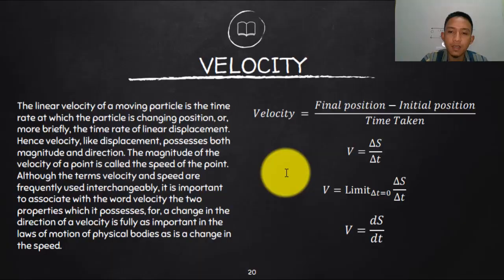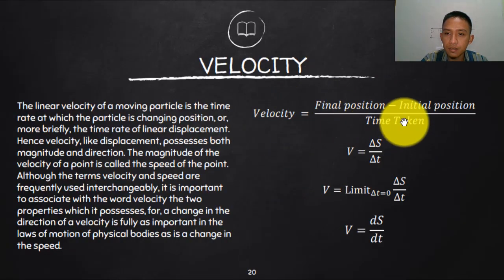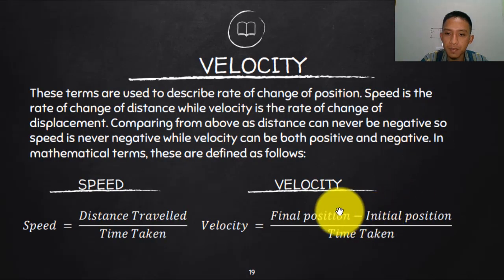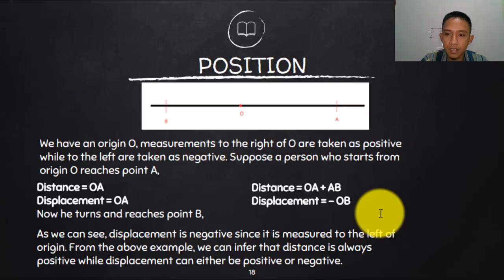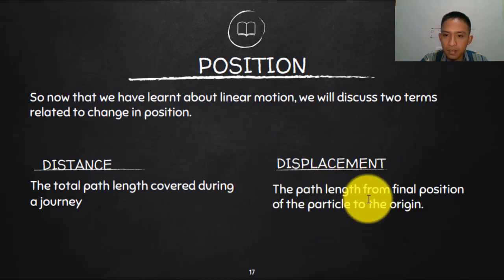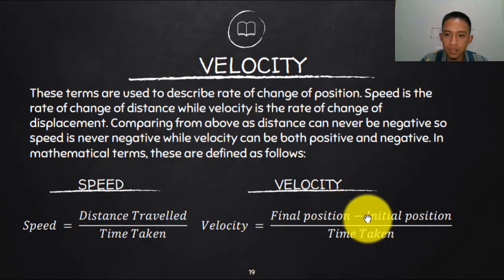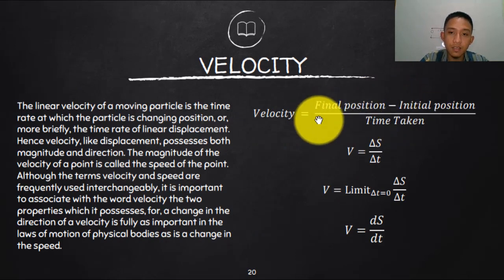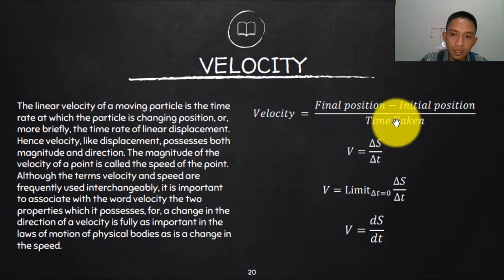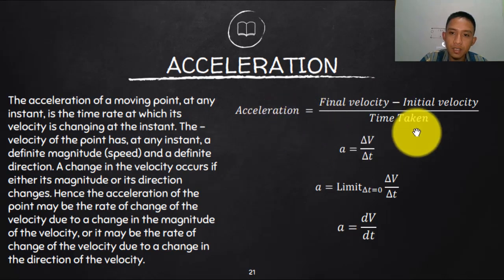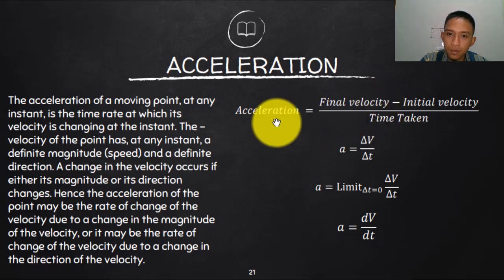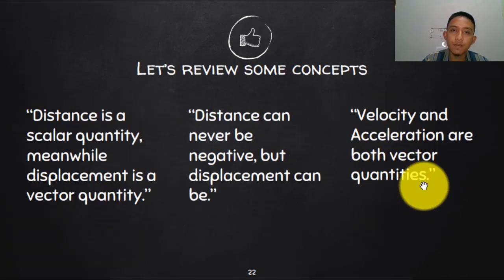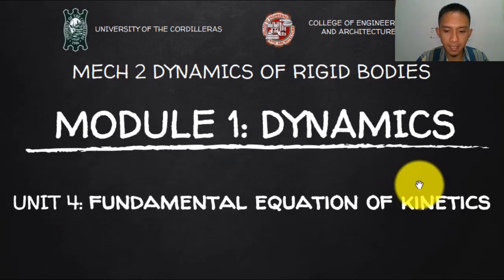Why? Because velocity uses your displacement, isn't it? We are considering direction here. Displacement is the final position minus the original position. So that is your displacement. If velocity uses displacement, therefore there is a direction, therefore velocity is a vector. At the same time, your acceleration uses velocity, which is a vector, therefore acceleration is also a vector. If you say vector, there is a direction. Okay, so that is your unit 3.